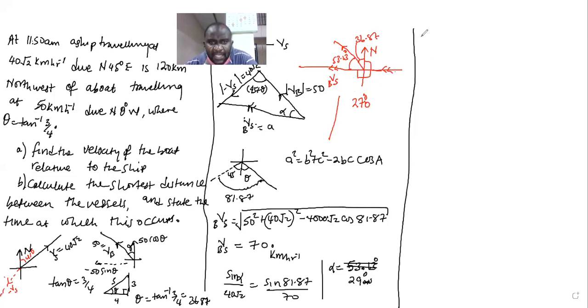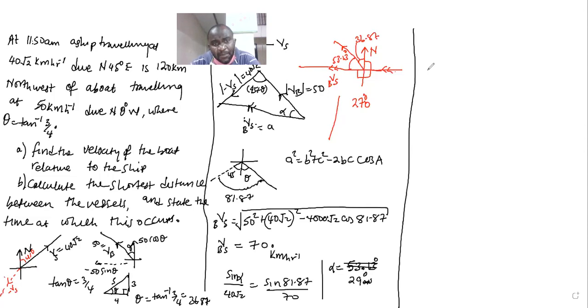The second part says, find the shortest distance. But to find the shortest distance, you should recall some of these things. One, you should know where exactly these two vessels were before. Where was the boat and where was the ship?